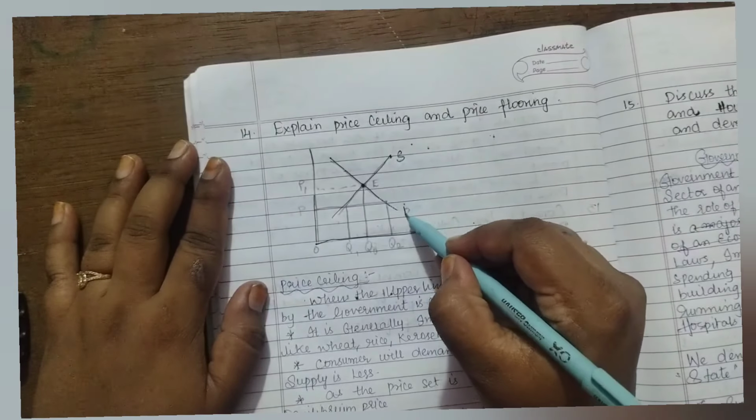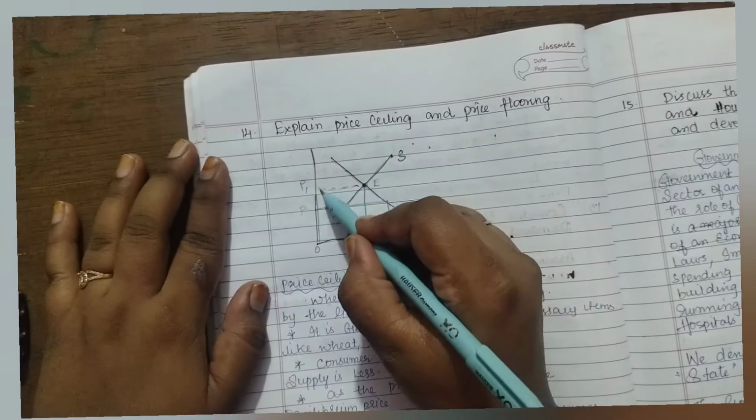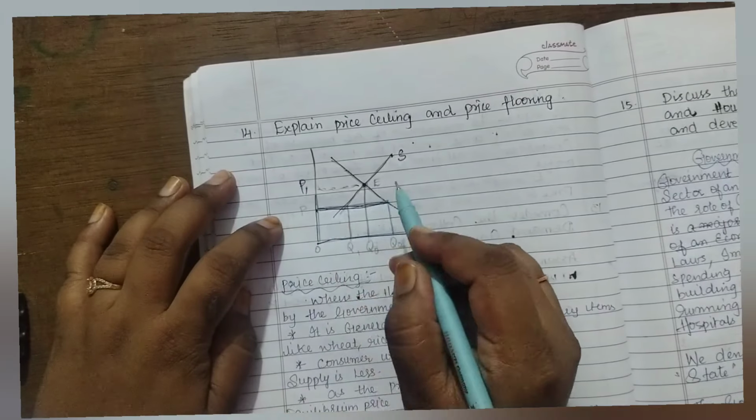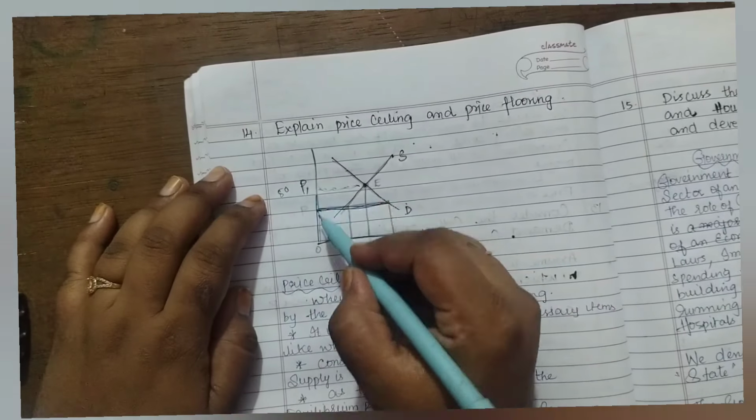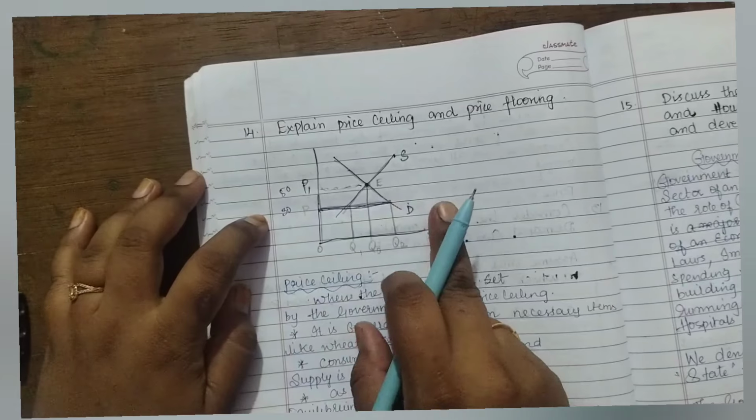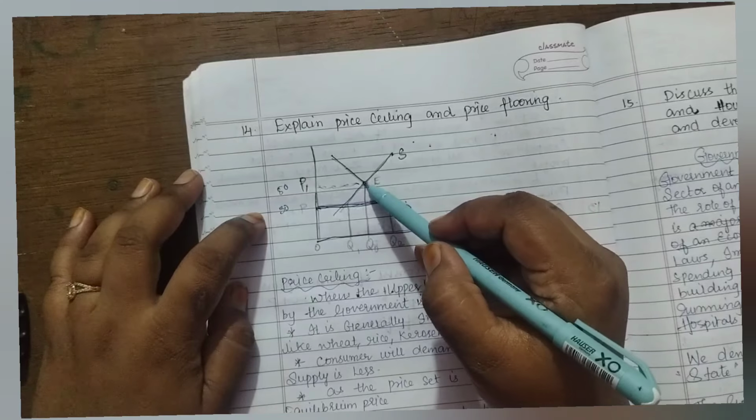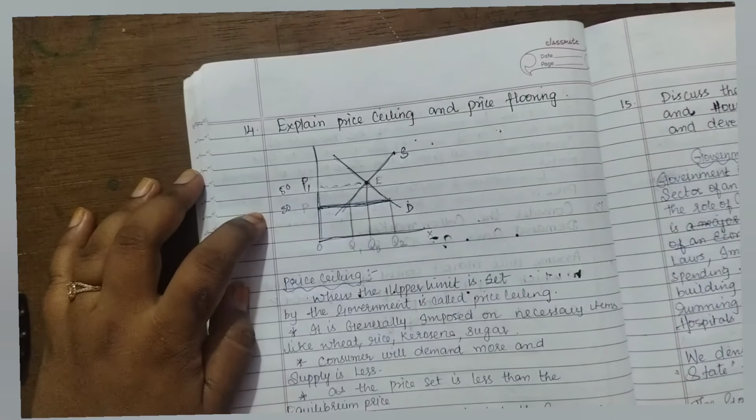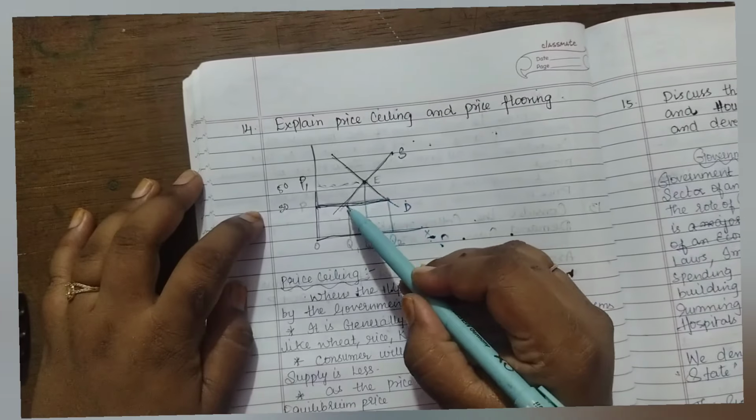So this is the supply, this is the demand. This is the equilibrium price actually, but the government will set the upper limit, which is the maximum. For example, this is rupees 50, but the government is setting the maximum price at only 30. So when the consumers are ready to pay 50, the government is interfering and forcing them to pay only the maximum of 30. So what will happen, demand will be more and supply will be less.